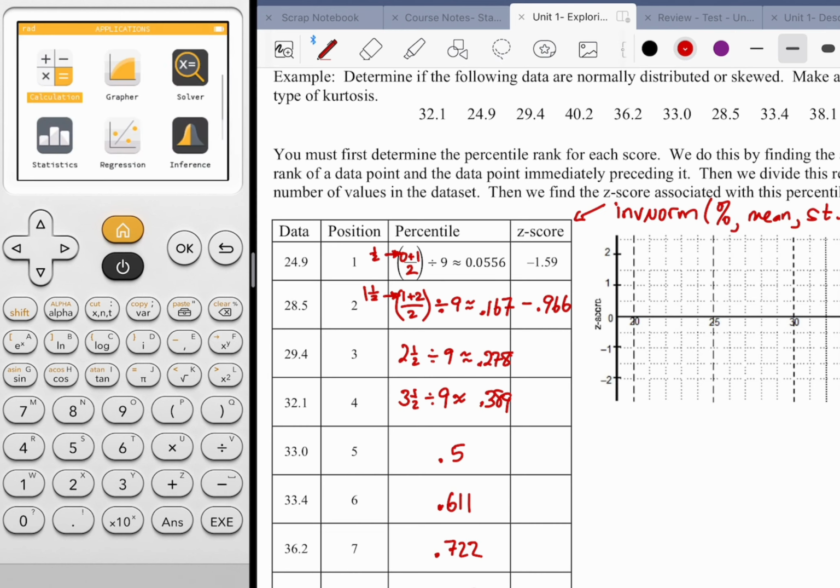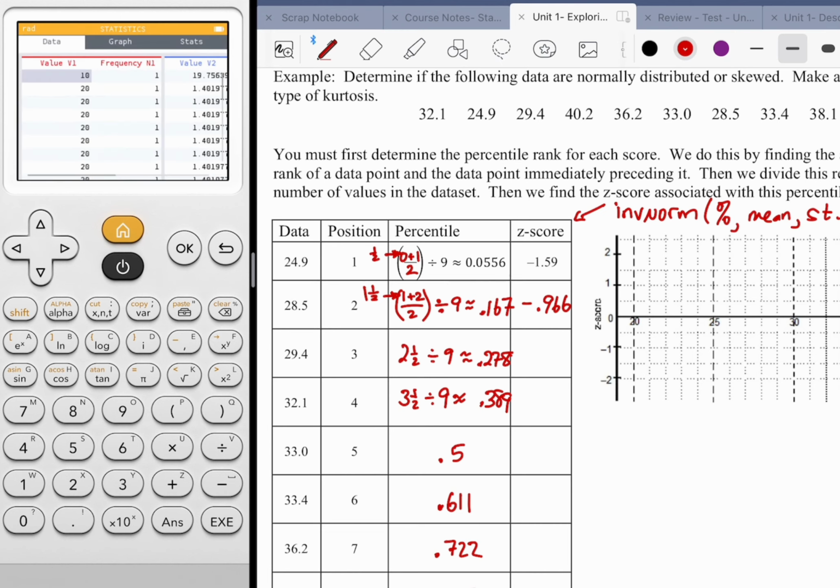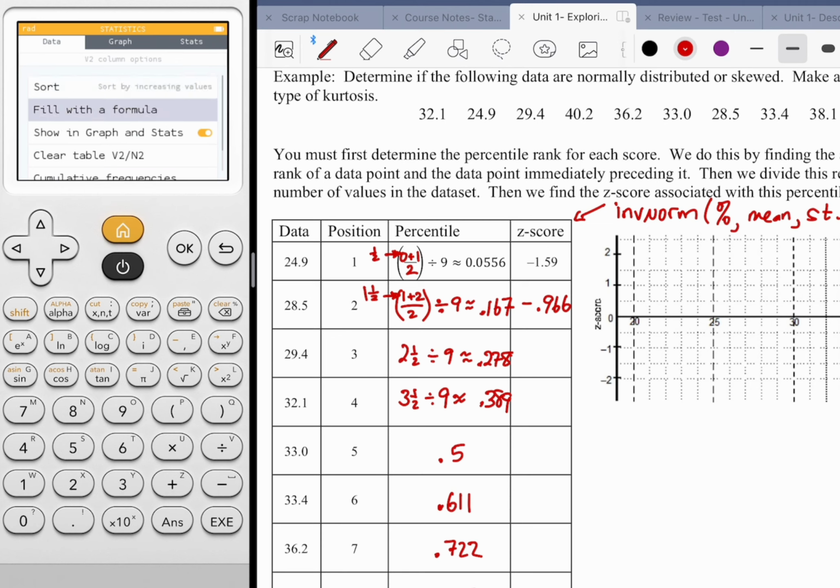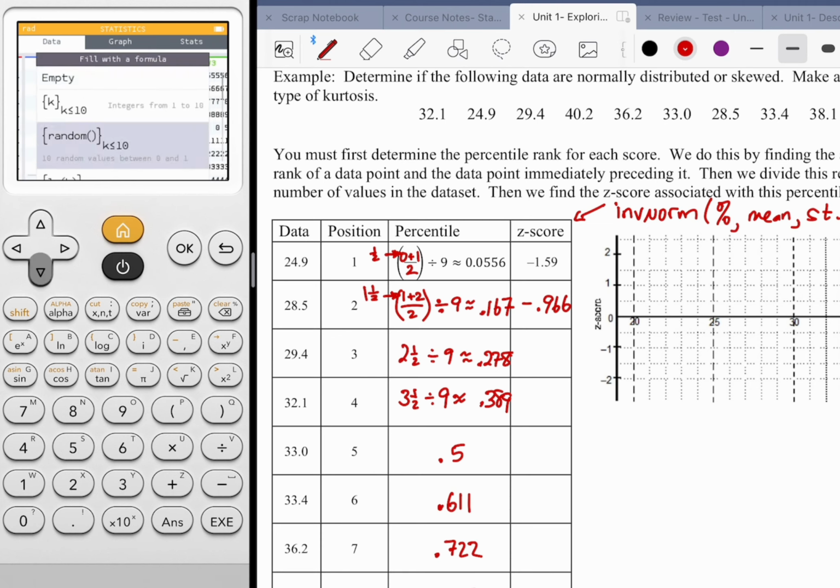So back to the statistics. I have all these values here, but I want to be able to take those values and apply my inverse norm function to it. So now I'm going to steal my list 2 here. I think I'm done with it anyway, but I'm going to fill with a formula. Empty. I mean, you could look down the list to see if what you need is there, but we talked about it last time. It hardly ever is. And they're working on the new update, so we'll see. But I'm going to hit empty.